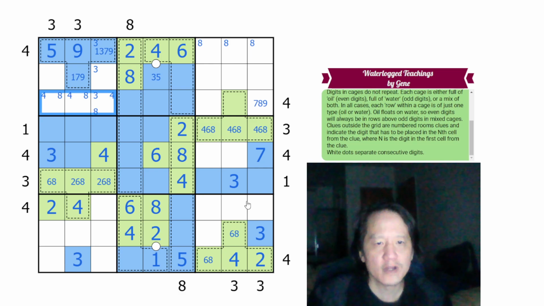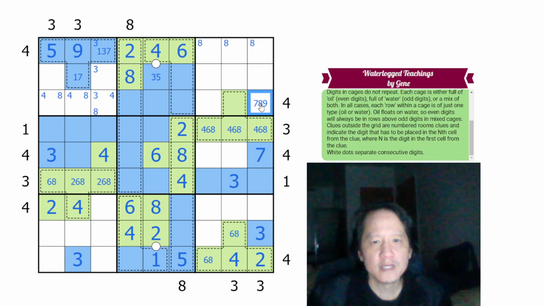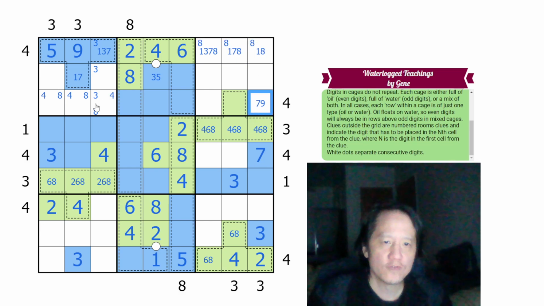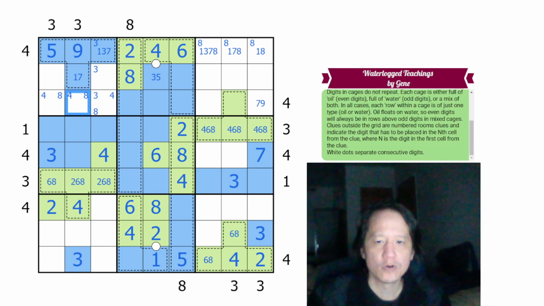So the 4 has to be one of those 2. Oh, also we know 8 is here, right? So this can't... Okay, so first of all, this can't be 9. This can't be 8 because 8 has to be one of those. This is 1, 3, or 7 with 8. So this is 1, 3, 7, 8. Obviously 3 can't be here. This can't be 7. So 4, 7, and 9. This can't be 4.